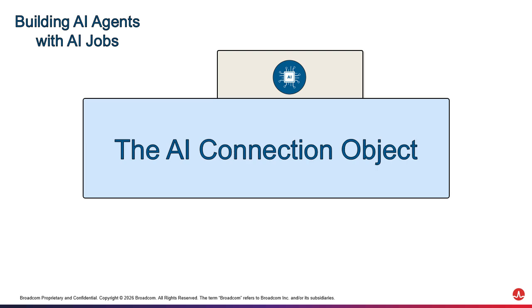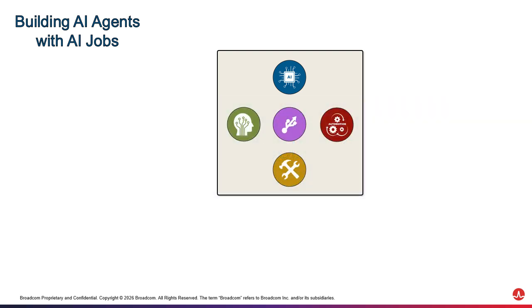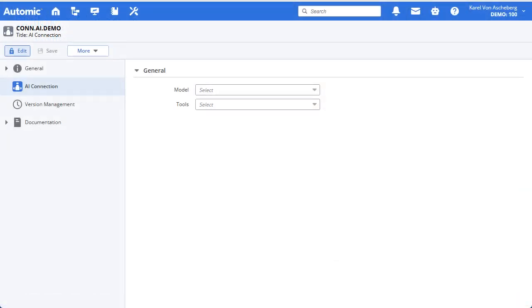It all starts with the new AI connection objects. These CON objects serve as central infrastructure bridges between Automic Automation and the Automation AI component, linking AI jobs to LLMs, MCP servers, and tools. CON objects enhance control over creativity, length, and focus of the AI's responses across all AI jobs using that connection.